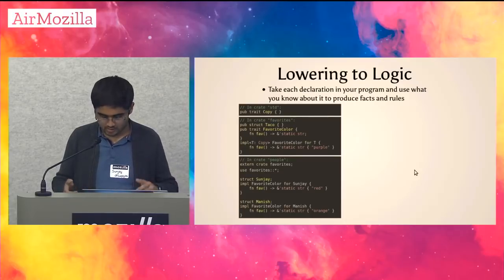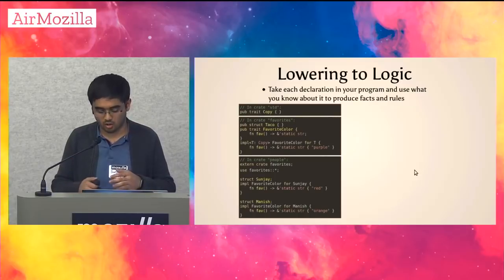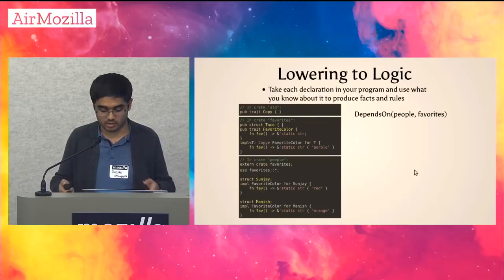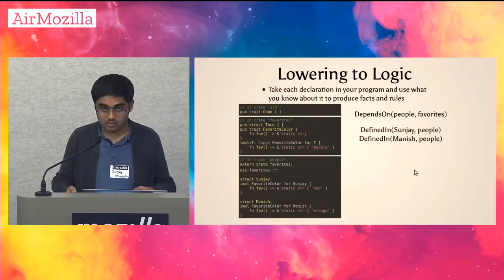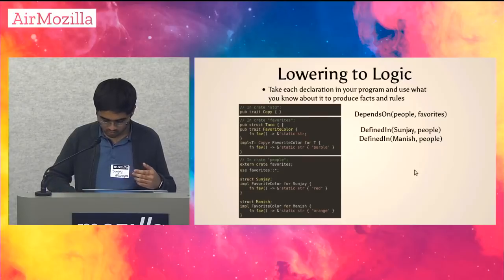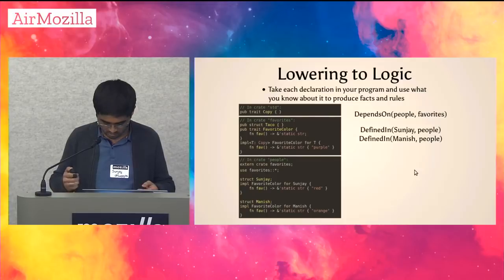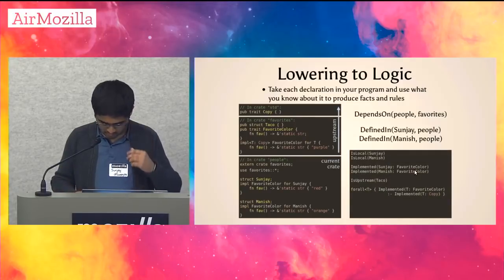Now what Chalk wants to do is lower this entire program, that means all three crates, into a single logical program made up of facts and rules. There's a whole bunch of facts that we could potentially get from this program. For example, we could describe the relationship between the crates and add something like depends on people favorites to talk about how the people crate depends on the favorites crate. Or we could add some clauses like defined in Sunjay people or defined in Manish people to describe how those two structs are defined in the people crate. These are hypothetical, but my point is that you can lower a program into any set of facts that you can derive from it. In reality, Chalk would lower the program into something that looks like this.